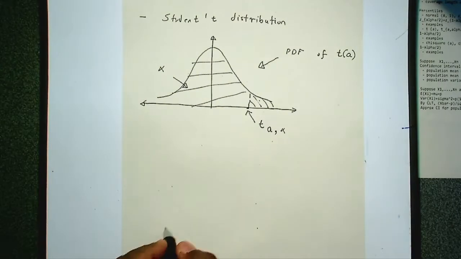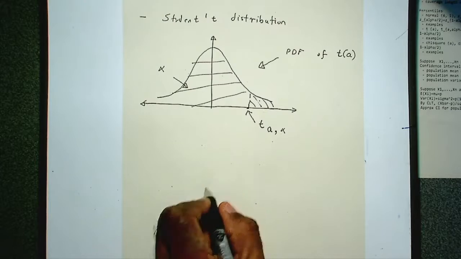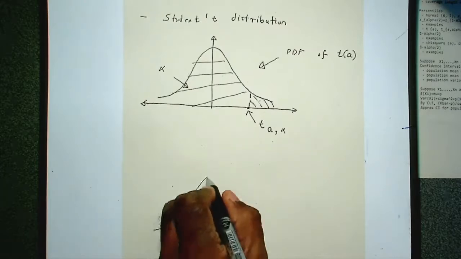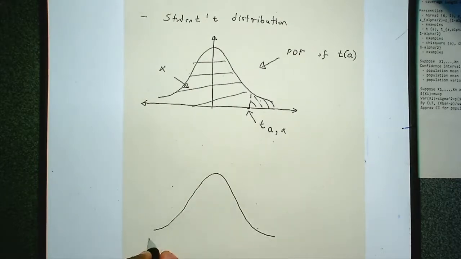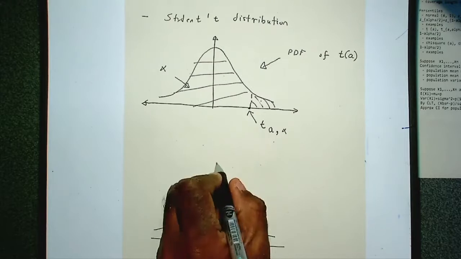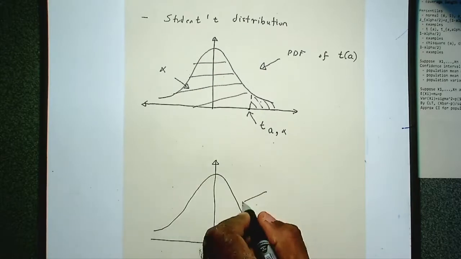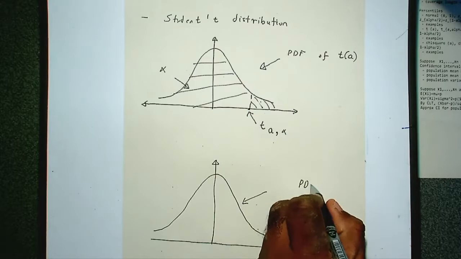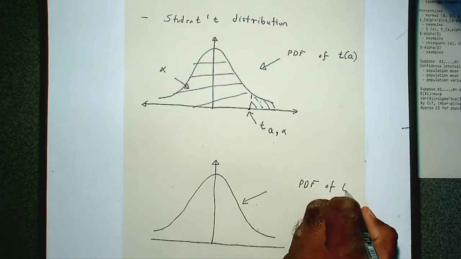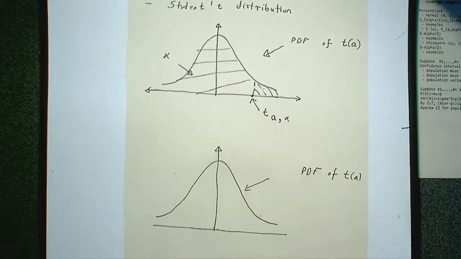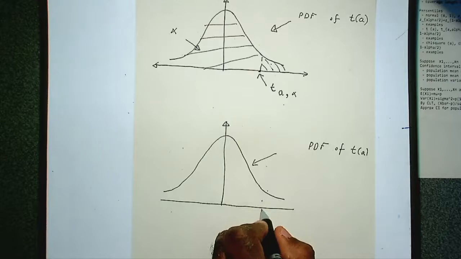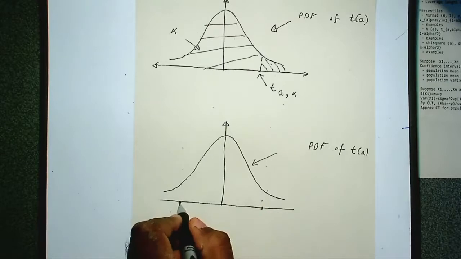And similarly, let me draw another picture, guys. When you have something like this, yet again, this is the PDF of a t variable with a degree of freedom. And suppose you have two points, one here and one here.